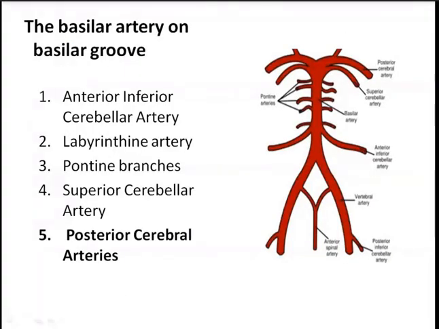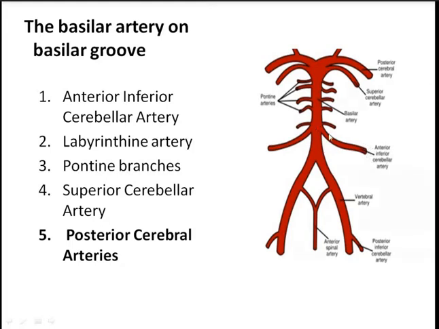The basilar artery, which is present in the basilar groove, is formed by the union of two vertebral arteries. The right and the left vertebral arteries unite together to form the basilar artery, and it is situated in the basilar groove in the ventral surface of the pons. This basilar artery has different branches. They are the anterior inferior cerebellar artery.